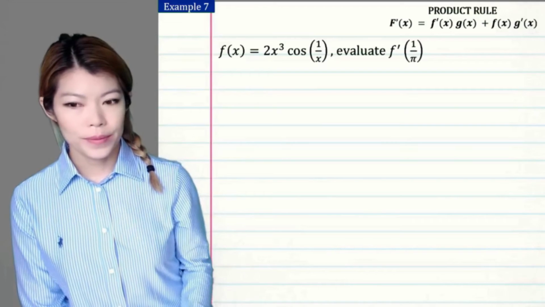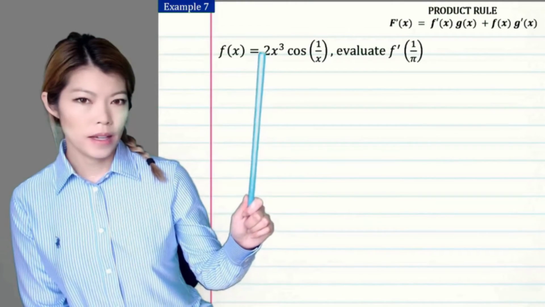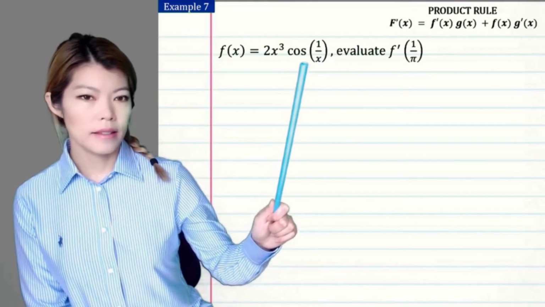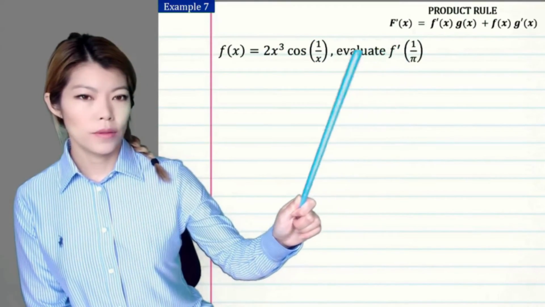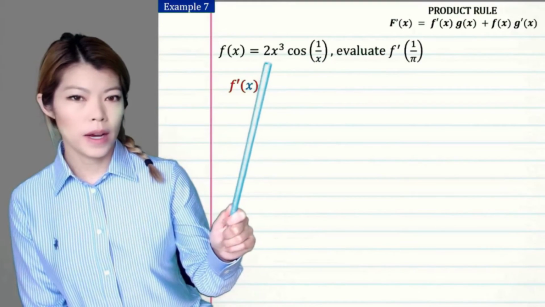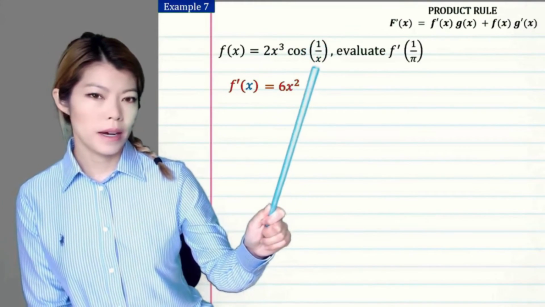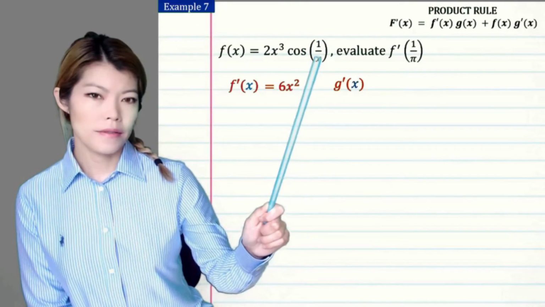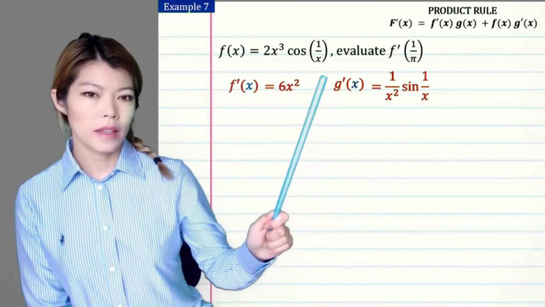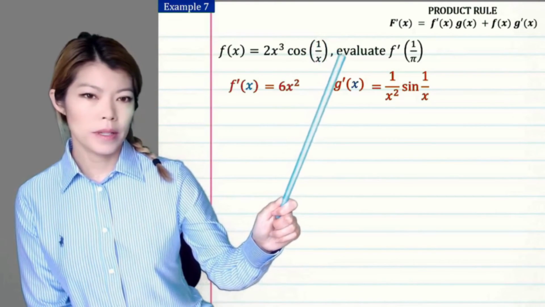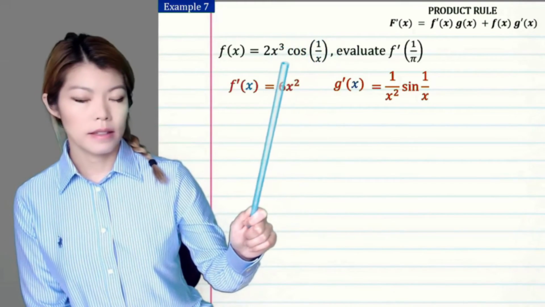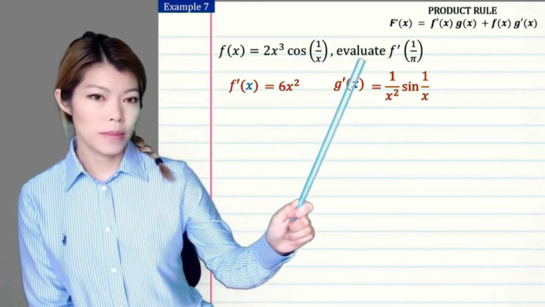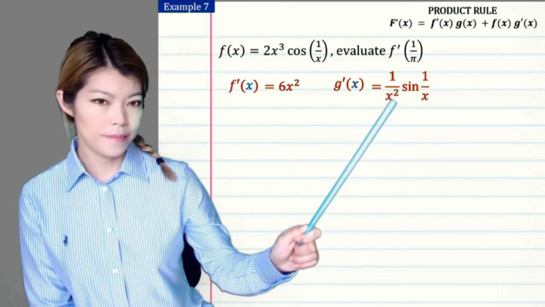One more example. Here we have 2x cubed cos(1 over x), and we're looking for the derivative of that at 1 over pi. So we'll find the derivative first. Again, derive the first part, which is 6x squared. Derive the second part, cos of another function. So cos becomes a negative sine, and x to the minus 1 becomes minus x to the minus 2. But since cos becomes minus sine, the two negatives disappear.